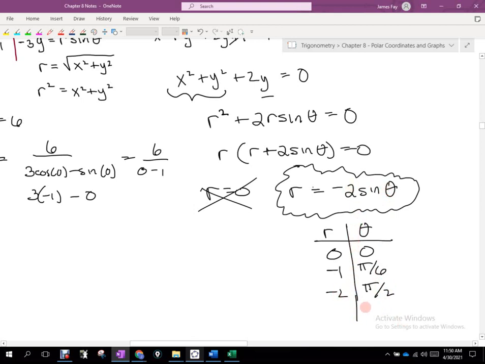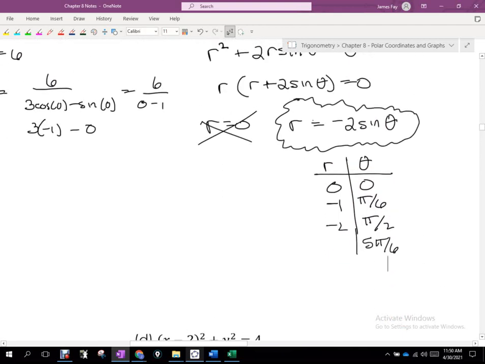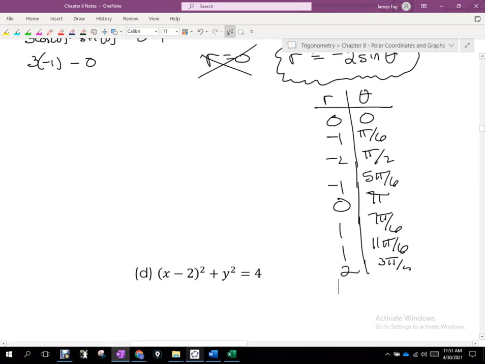-2. Let's go to 5 pi over 6. The sine of 5 pi over 6 is 1/2, right? Multiplied by -2 is -1. Let's go pi. Sine of pi is 0, right? Let's go 7 pi over 6. That'd be -1/2 now, right? So it'd be +1. Is that going to be the same thing for when I get to 11 pi over 6? And then 3 pi over 2 would be, what, +2? So that's just a list of ordered pairs, (r, theta), that we know from evaluating off the unit circle, right?